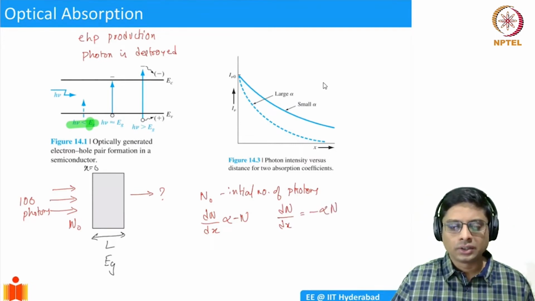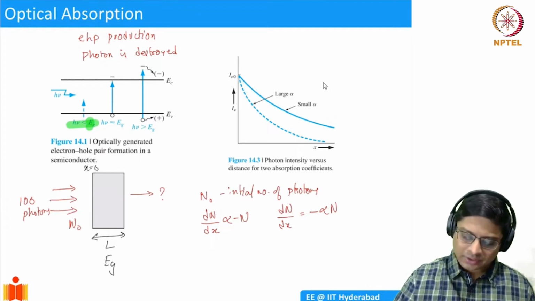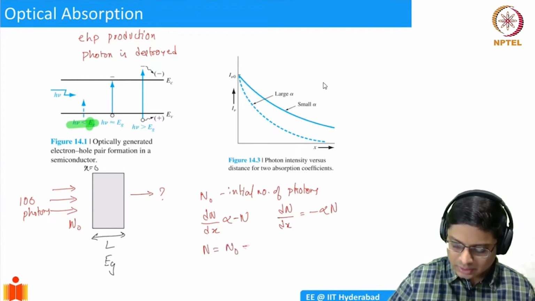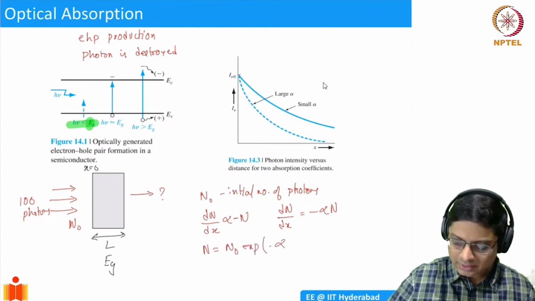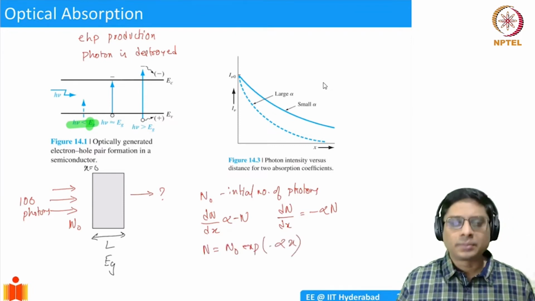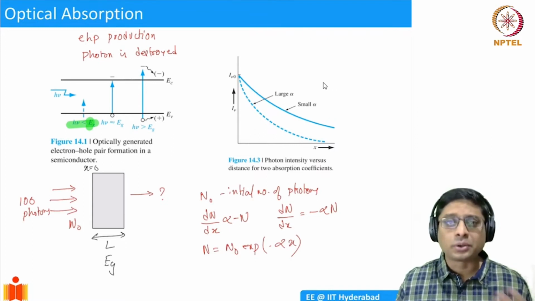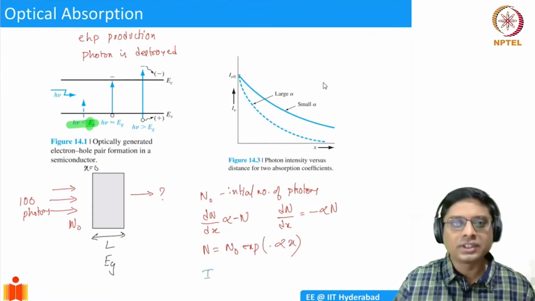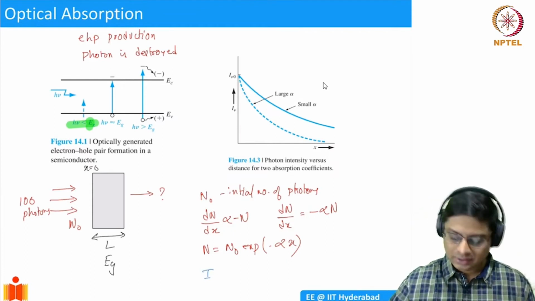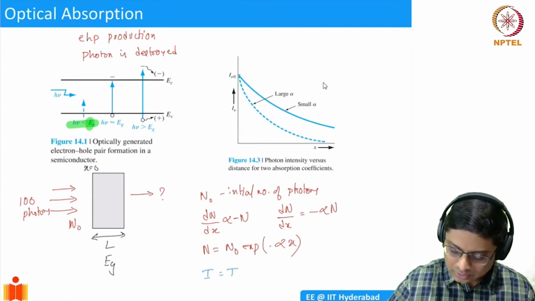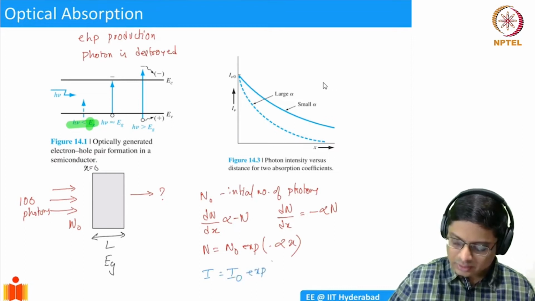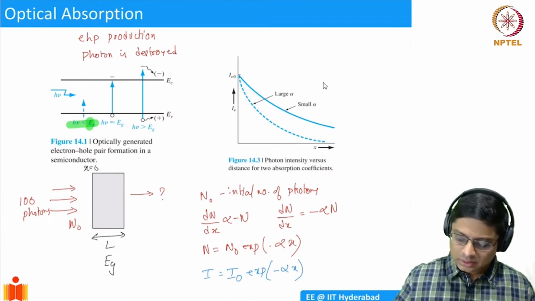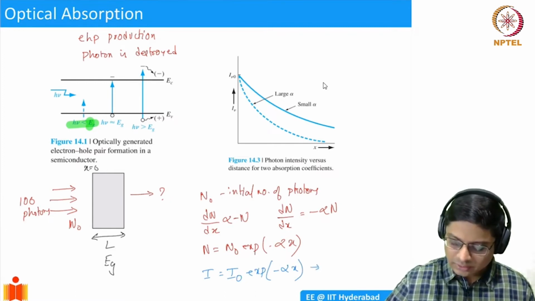Okay. So if you solve this, it turns out that N equals N naught exponential minus alpha x. Sometimes, instead of talking in terms of number of photons, we can also talk in terms of intensities. The optical intensity that gets transmitted is essentially equal to I naught exponential minus alpha x. The same thing. Okay. So I can call it the transmitted intensity.